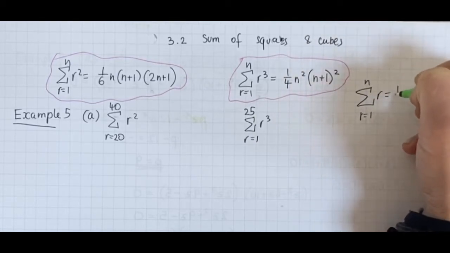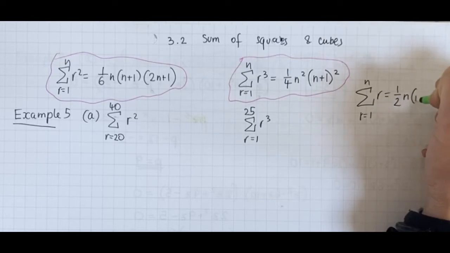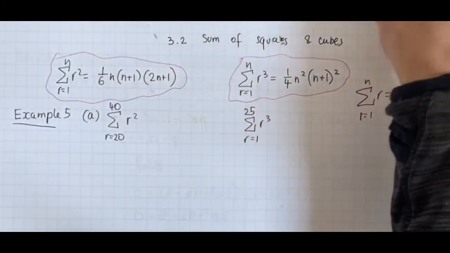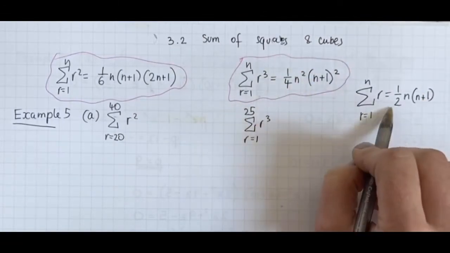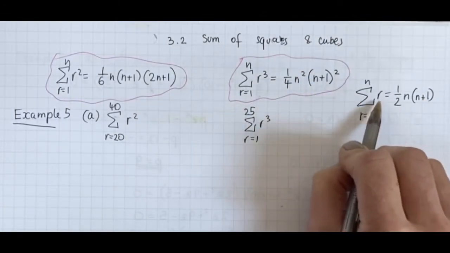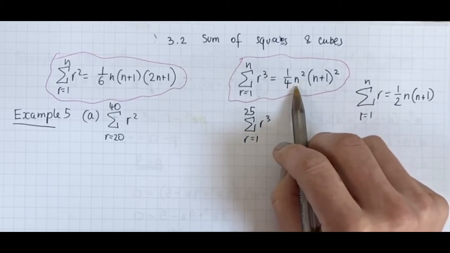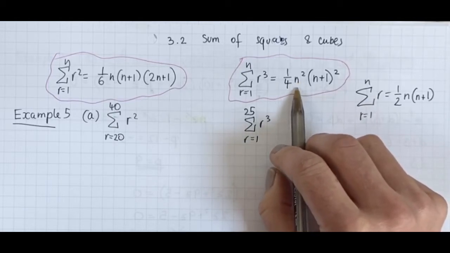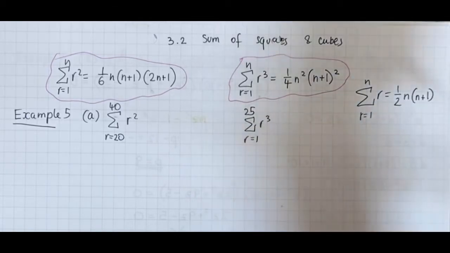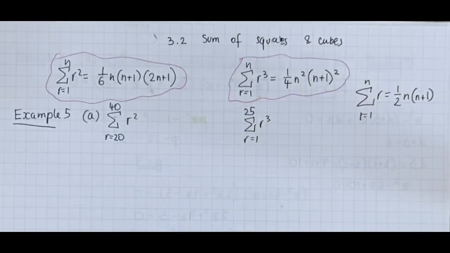However, if you look very closely, there is a beautiful property of the sum of the cubes. If you square the sum of natural numbers, sum of r, you'll get the sum of cubes. So when you look in the formula booklet and you see the sum of cubes, you square root it, that will give you the sum of r.